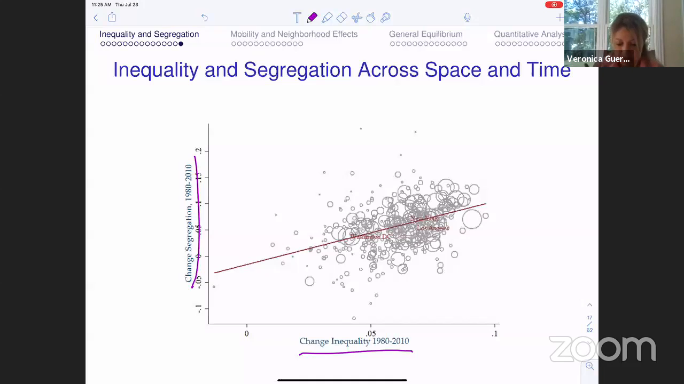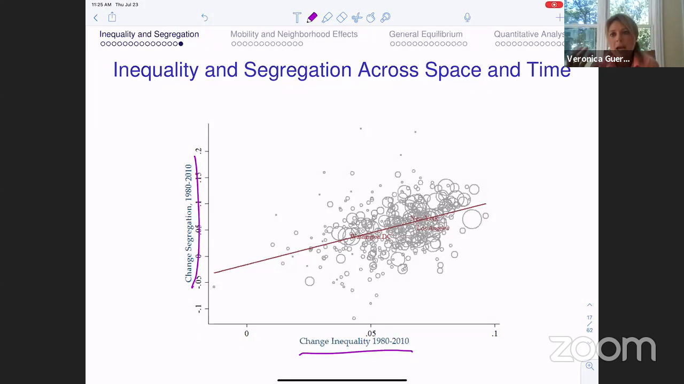Metro areas that experienced a larger increase in inequality between 1980 and 2010 have also experienced a larger increase in segregation by income. Again, these are all correlations, and you can think about different stories behind that, or you can think about common factors changing that affect both these measures. But looking at this data, I've been convinced that there is something interesting about this correlation that appears no matter how you cut the data.